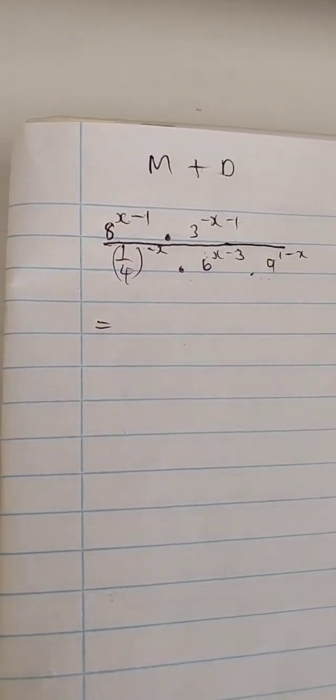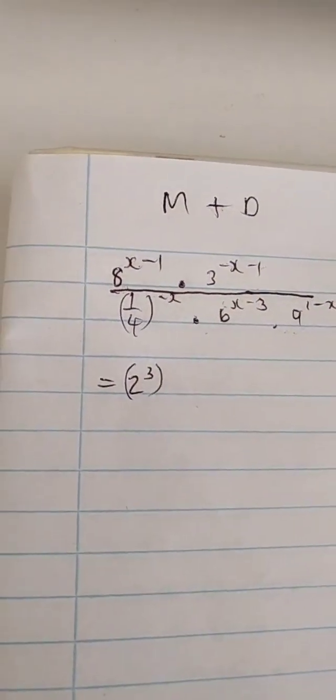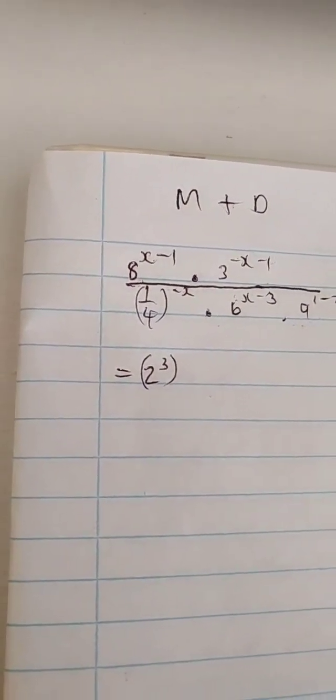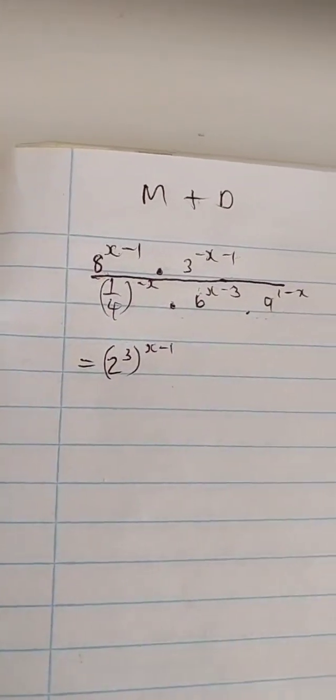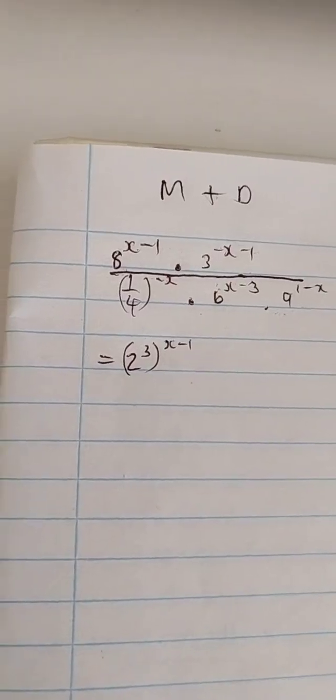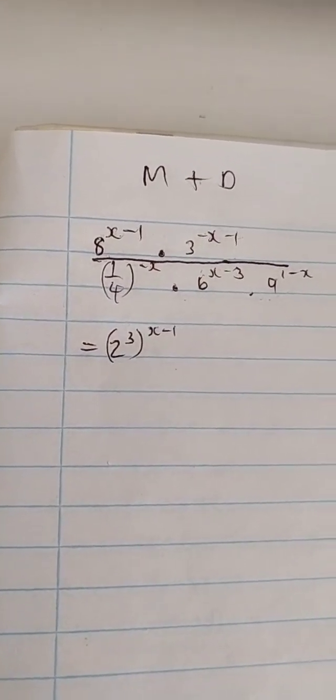Thank you, Iconic Sia. I see you there in the comment section. 2 to the power 3. We put brackets around that 2 to the power 3. Then we write x minus 1 as an exponent. Very good, Iconic Sia. Iconic Sia, you are iconic.